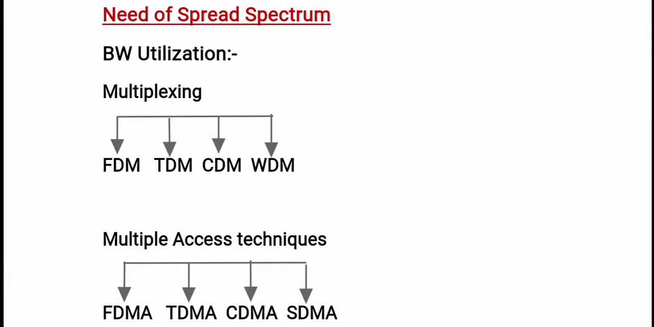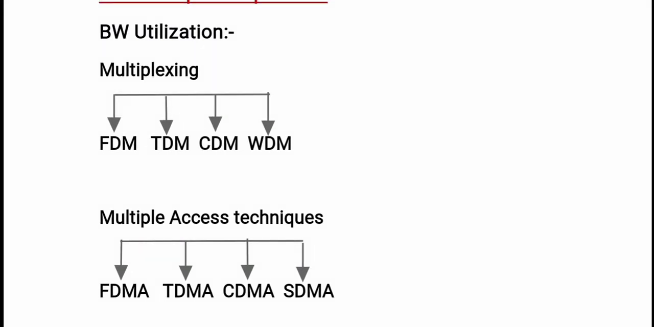Our next point is need of spread spectrum. As we know, bandwidth utilization is important. We are familiar with the different types of multiplexing and multiple access techniques. For example, in multiplexing we have FDM, TDM, CDM and WDM, whereas in multiple access techniques, we are also familiar with FDMA, TDMA, CDMA and SDMA.